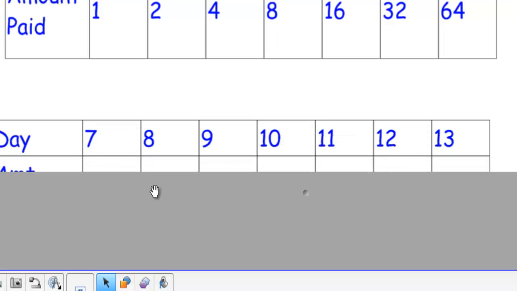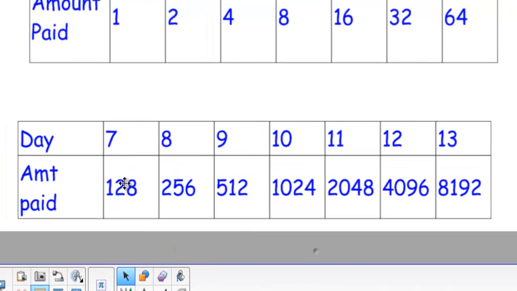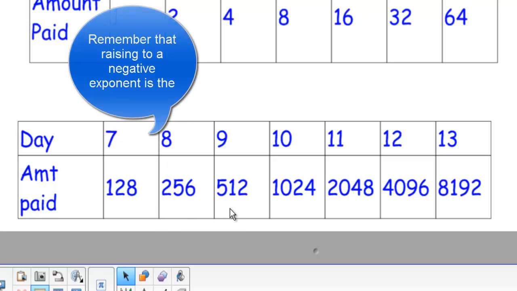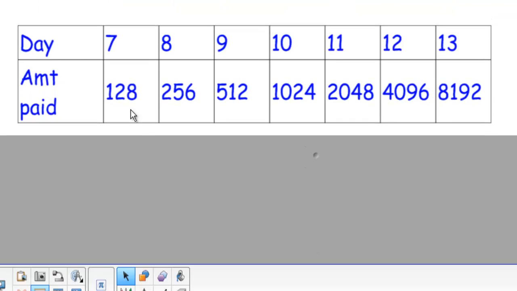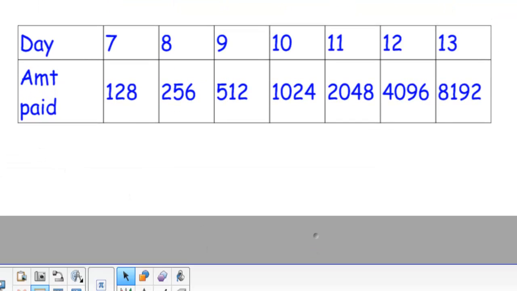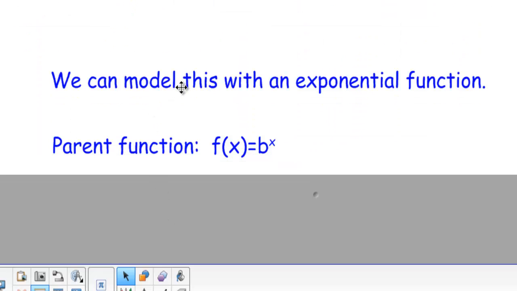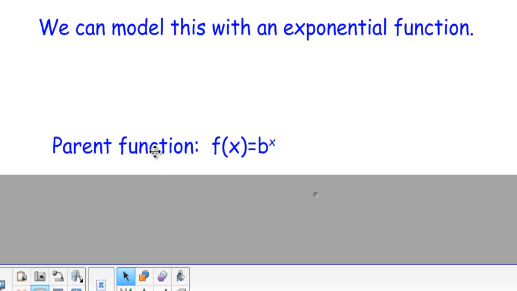But wait, we've got to go all the way up to day 14. And day 7, it's already doubled to 128. Day 8, 256. Day 9, 512. We paid over $1,000 total so far. Day 10, 1,024 more. Day 11, 2,048, and so on. So the doubling really adds up very quickly, and we would end up paying a lot more than the $500 that we borrowed with that deal from that loan shark. We can model this with an exponential function.